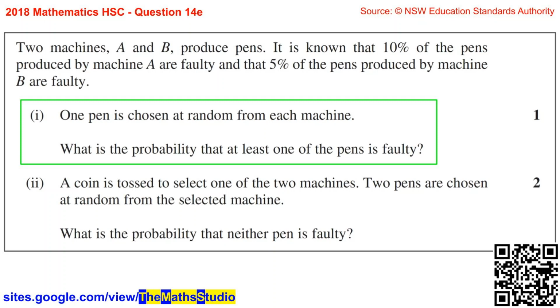Question 14e. Two machines, A and B, produce pens. It is known that 10% of the pens produced by machine A are faulty and that 5% of the pens produced by machine B are faulty. Part 1. One pen is chosen at random from each machine. What is the probability that at least one of the pens is faulty?